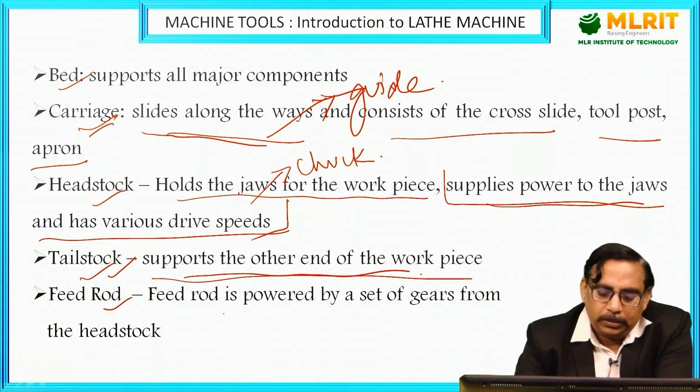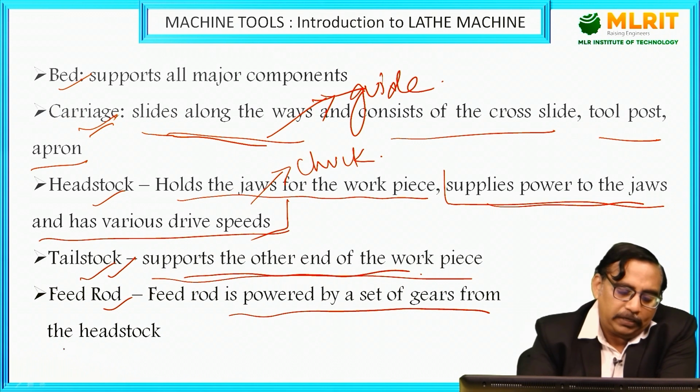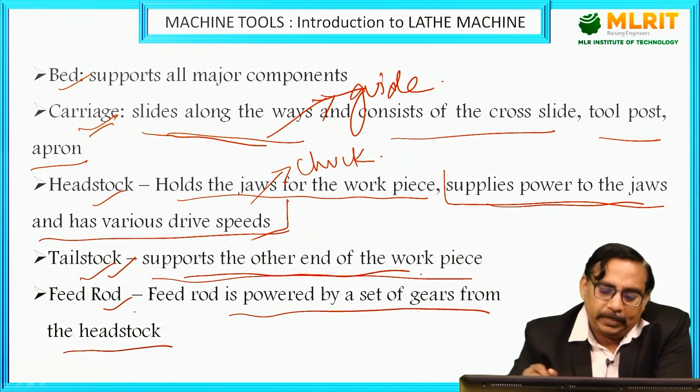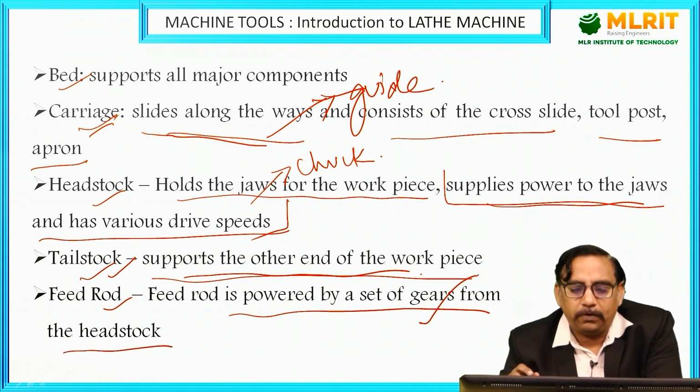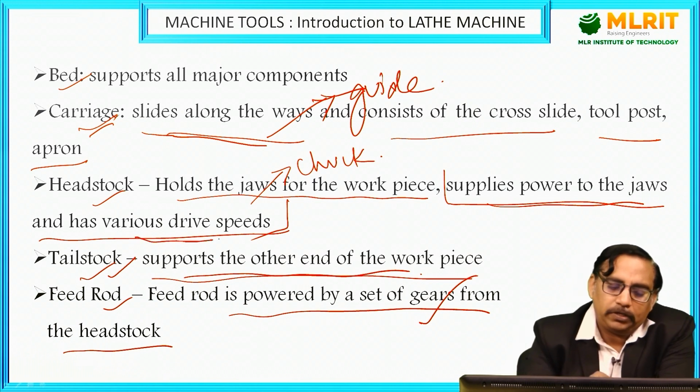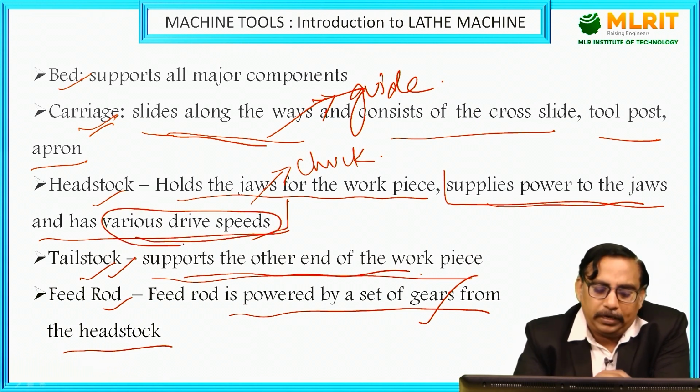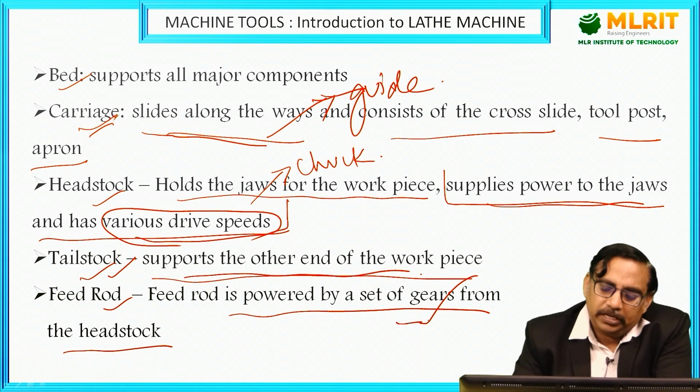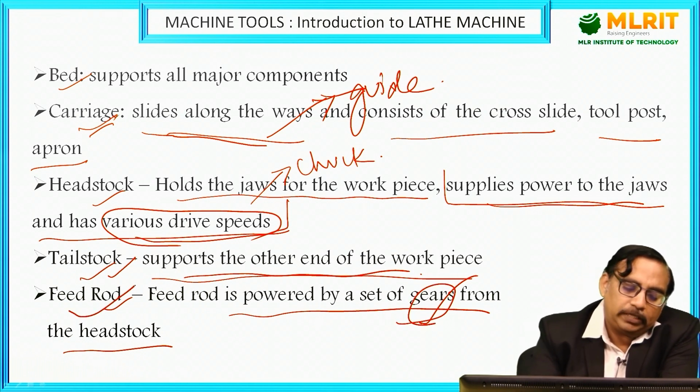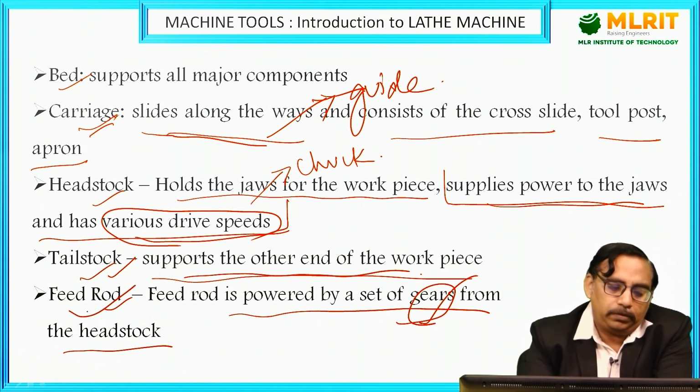The feed rod is driven by a set of gears from the headstock. So why are gears used? Gears are used for transmission of power. When different drive speeds are allowed in the headstock, these gears are automatically used to change the drive speed of the feed rod.